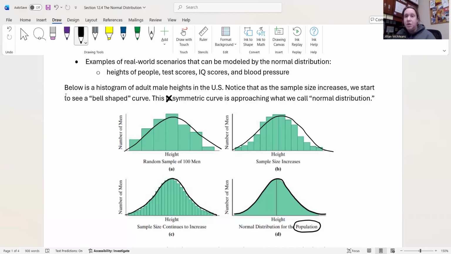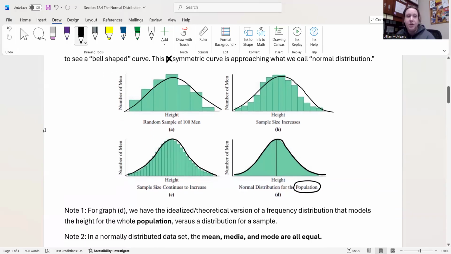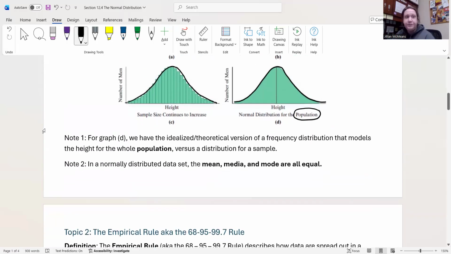Okay, so there you have it. As the sample size increases, the shape of the graph becomes more and more symmetric, which indicates we're looking at something that would be normally distributed. All right, couple of notes here. Note 1, for graph D, we have the idealized or theoretical version of a frequency distribution that models the height for the whole population. So again, we're looking at adult male heights in the US. That would be assuming we got every single adult male height recorded and organized in this frequency distribution.